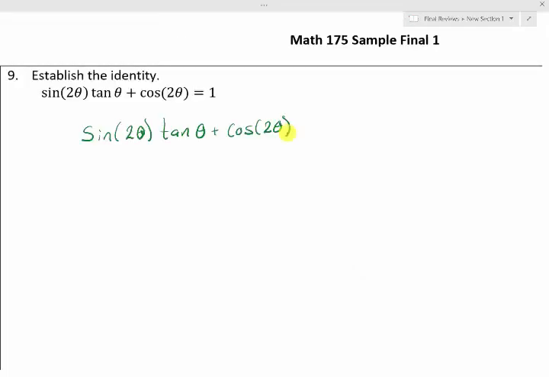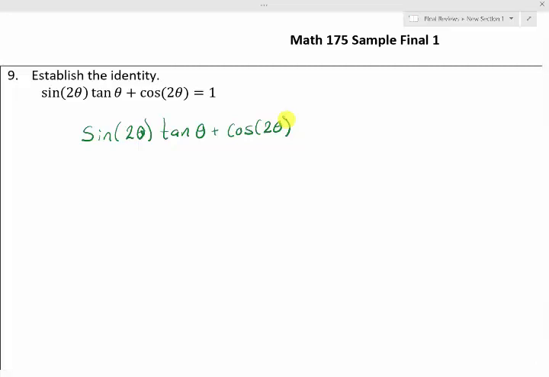Alrighty, so we want to manipulate this in some way in order for it to be equal to 1. There's a lot of things we could do, and there could be more than one way to go about doing this. This is just how I see it. So the first thing I like to do is try to get everything with the same argument, so what's on the inside of our function. So we have 2 thetas, and a theta. Well, I can easily, using my formulas, get 2 thetas into just a single theta, using my double angle formulas.